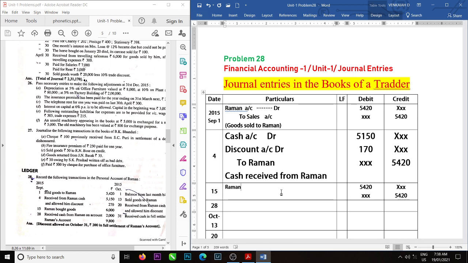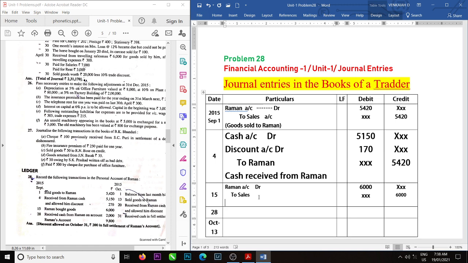Raman account debit, to sales account. Amount is 6000. Goods sold to Raman. Both are the same: Raman bought goods, or goods sold to Raman. Right.